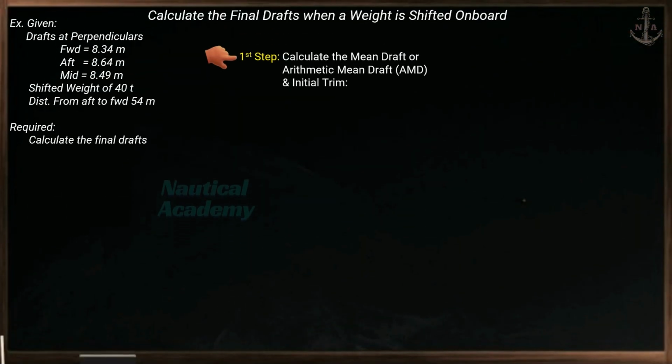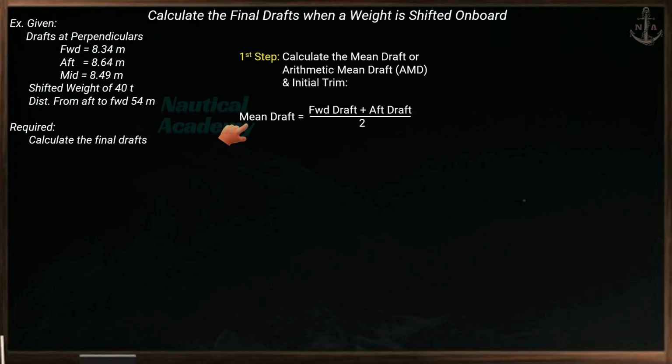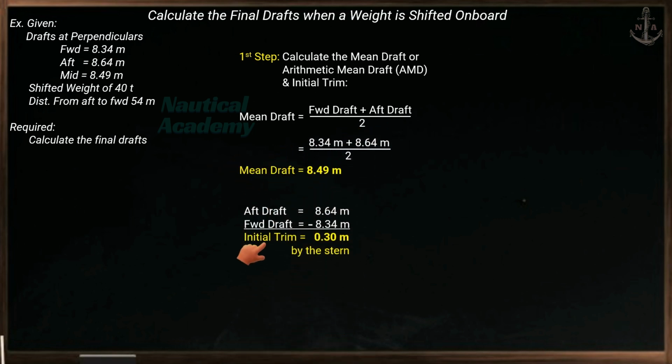Let's proceed with our first step, calculate the mean draft, or arithmetic mean draft, and initial trim. To calculate the mean draft, it is equal to forward draft plus aft draft divided by 2. The mean draft is 8.49 meters. To calculate the initial trim, just take the difference between the initial draft of forward and aft, subtract lesser from greater. The initial trim is 0.30 meter by the stern.